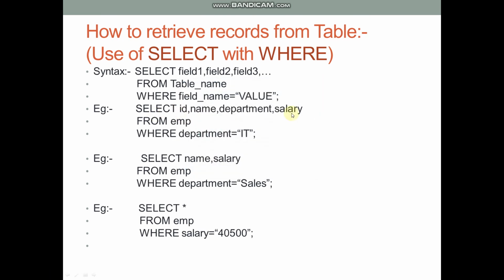Select field names like ID, name, department and salary, from table name, meaning these field names should be from the employee table, EMP. Where, here the where clause is a filter which specifies to display the ID, name, department and salary of only those employees for which department is equal to IT. That means the where condition is a restriction that the department of IT employees should be displayed, and employees from other departments should not be displayed.